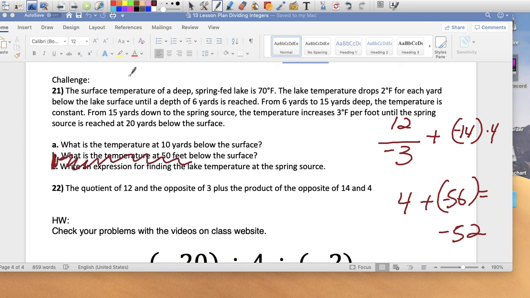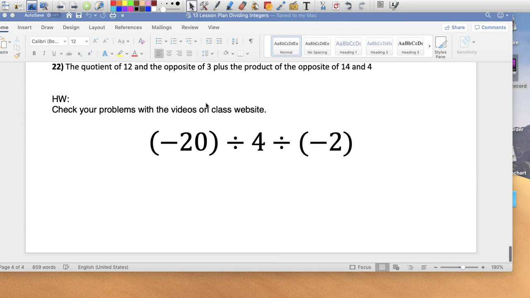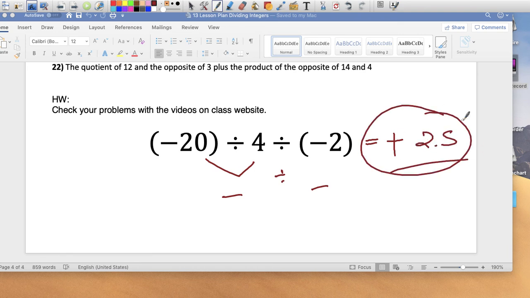Okay? And we have one more. I don't even know if it's worth doing it, but we'll do it anyway. Oh, wow. So that's going to be negative times a positive is a negative, divided. And then this negative divided by this negative is going to give me a positive. So I know my answer is positive. 20 divided by 4 is 5, and 5 divided by 2 is 2.5.